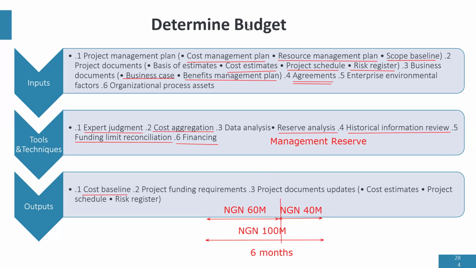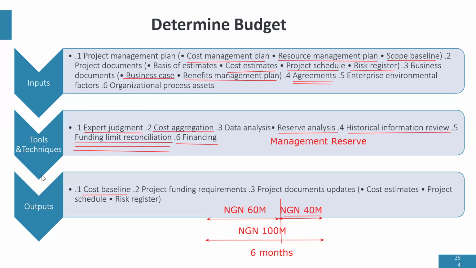Now, funding limit reconciliation is done in planning, not in execution. This process, determine budget, is under the planning process group, which means everything we're talking about here is about planning for your project. Budgeting is planning. So reconciling your funding limit is done at the planning stage, where your team is asking themselves, how do we reconcile the funding limit that the client has imposed on us? And that's what we're talking about.